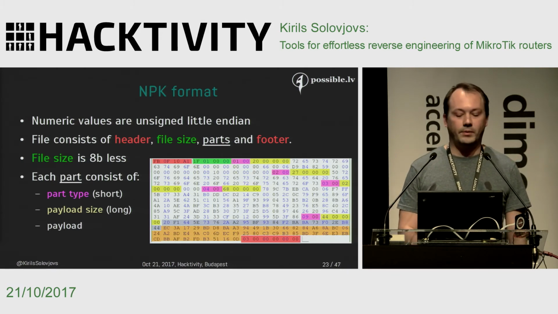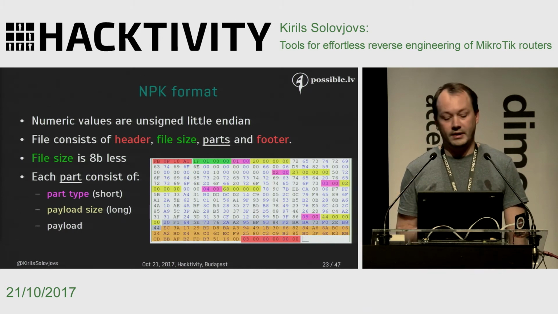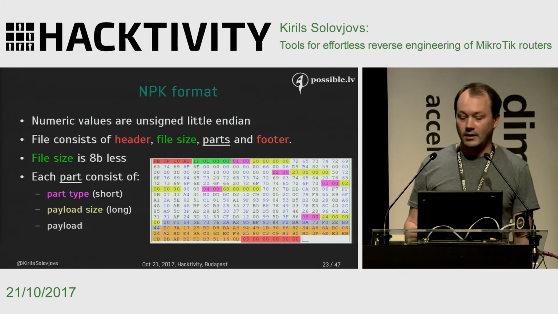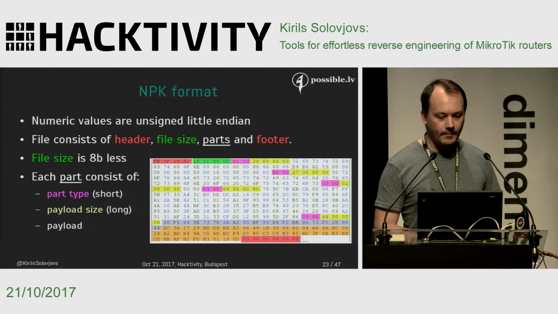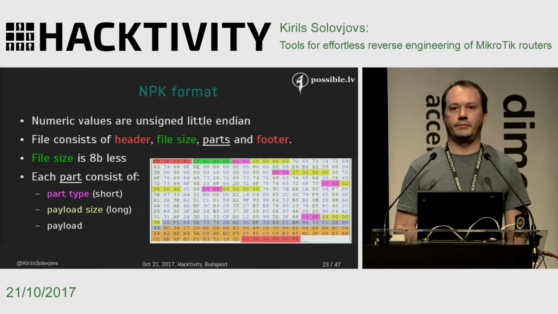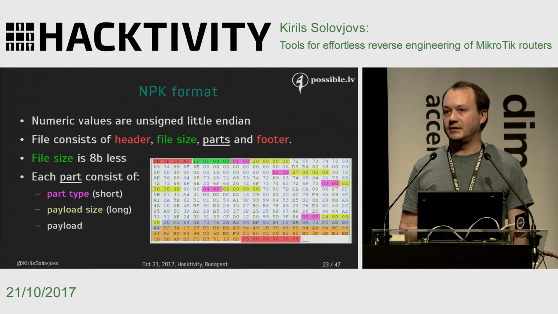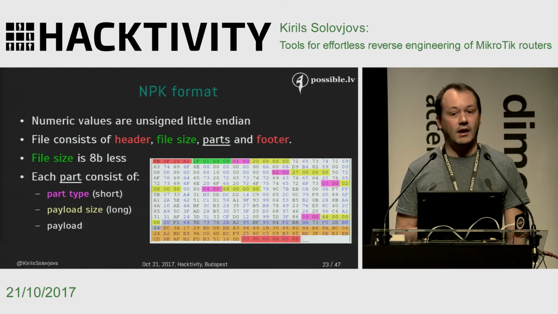Each part consists of the part type, which is of length short, and the payload size, which is long, or 4 bytes. And then the payload of the specified length. You can see the example there in the image. The orange part is the checksum, so you can't really go and create your own NPK files at this point, so you can't extend RouterOS that way. That's why we have to look at other options.